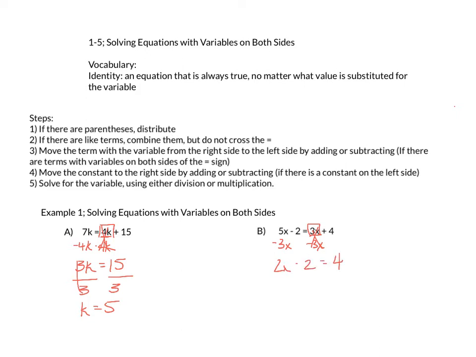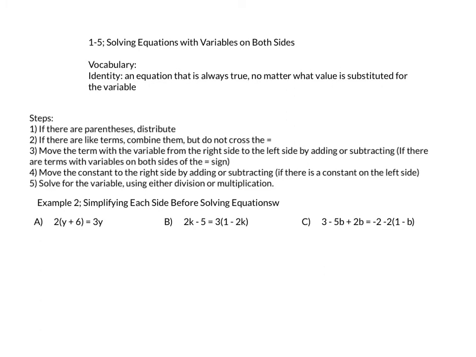The 4th says move the constant to the right side by adding or subtracting. There is a constant on the left side to move, this negative 2. I move it to the right side by adding, because positive 2 is the opposite of negative 2. So we add 2 to both sides, those cancel. I get 2x equals 6. 2x means multiplication. The opposite of multiplication is division, so I divide by 2, and x equals 3.